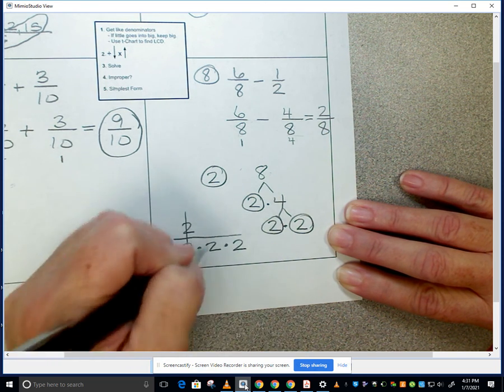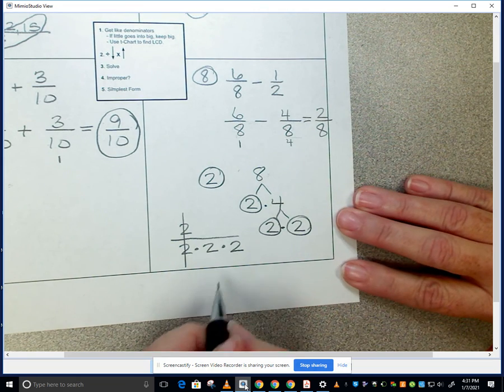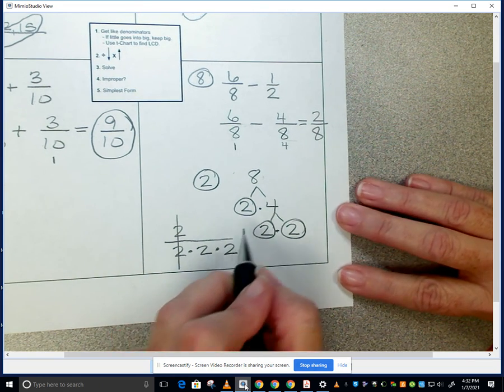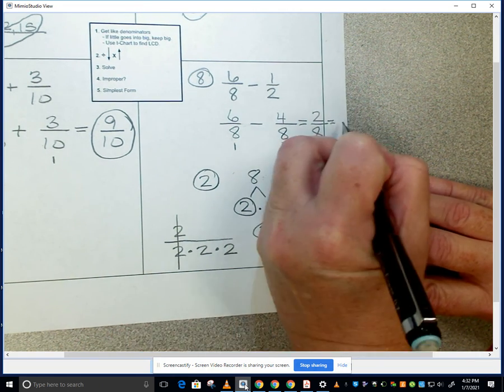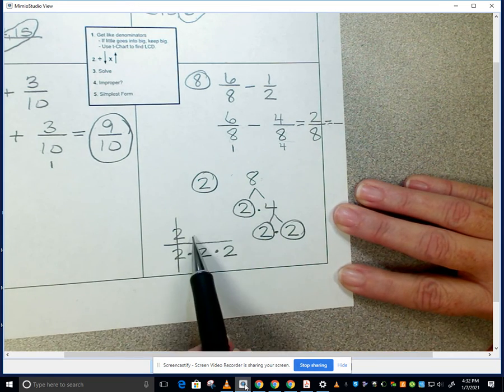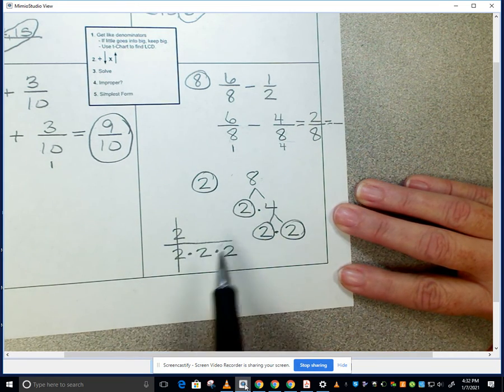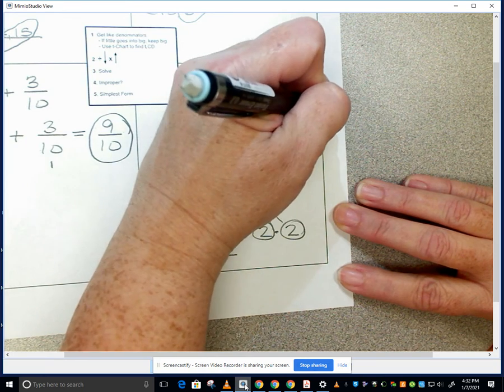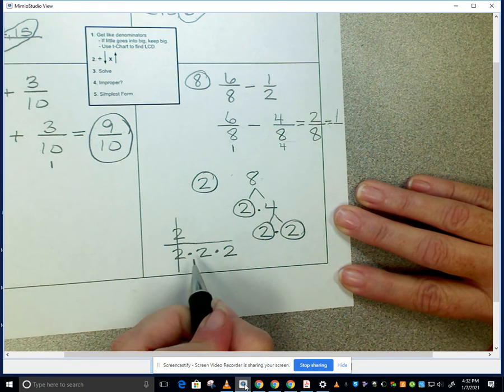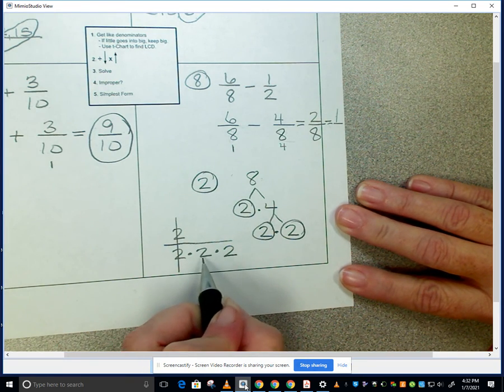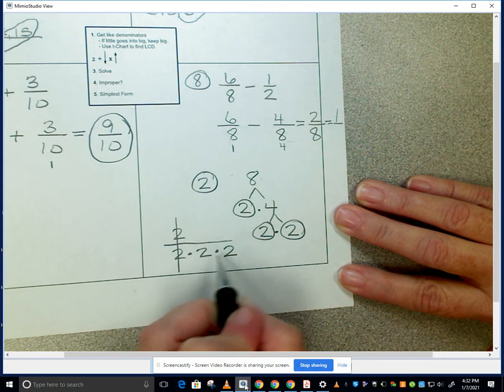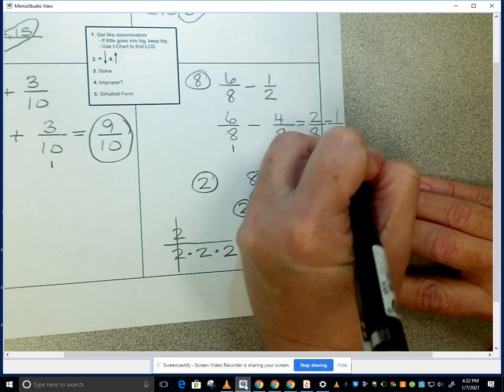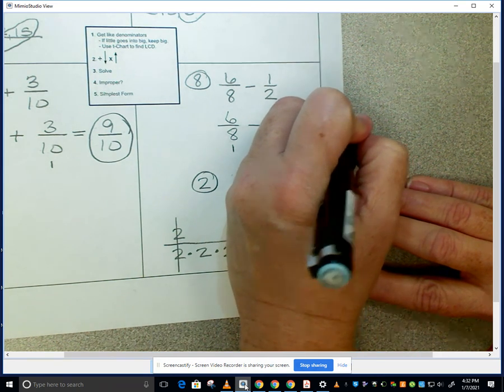Strike through, remember, my matches. So on top, I'll come up here and put it. On top, you'll notice nothing got left behind. So remember, that's understood to be 1. On bottom, I see 2 2s. I've got to multiply them. 2 times 2 is 4. So my final answer is 1/4.